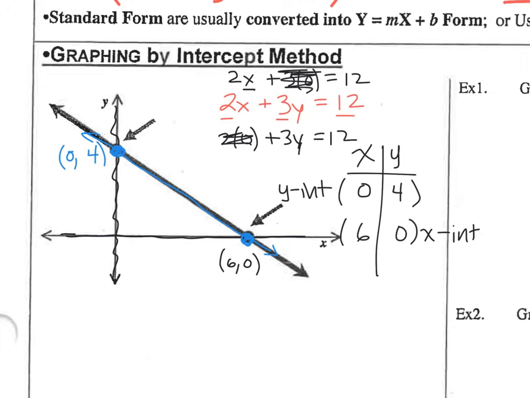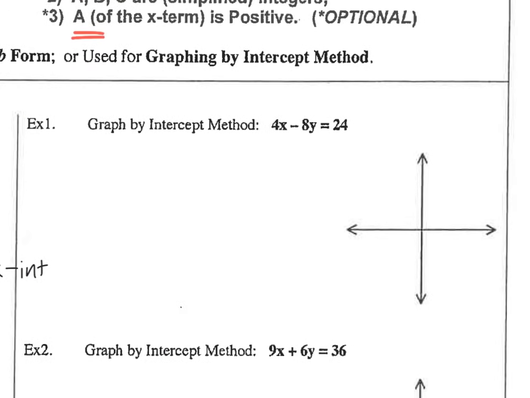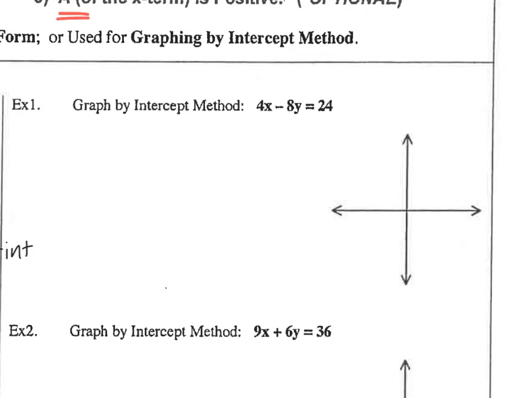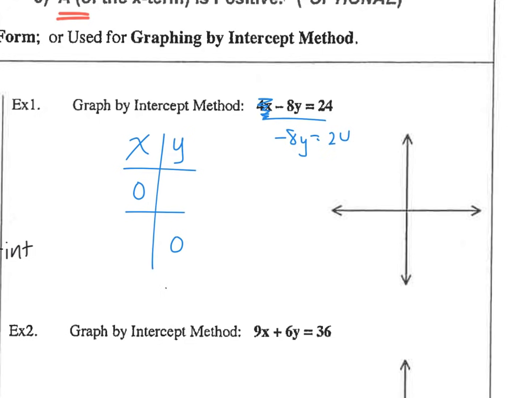All right, let's apply that to example 1 over here. I'm going to leave it in this form instead of converting into slope-intercept form. I'm going to make a T-chart. I'm going to put a 0 underneath the x and solve for y. I'm going to put a 0 under the y and solve for x. So if I do the first one first, if x is equal to 0, this all disappears, and now I've got negative 8y = 24. Negative 8 goes into 24 negative 3 times.